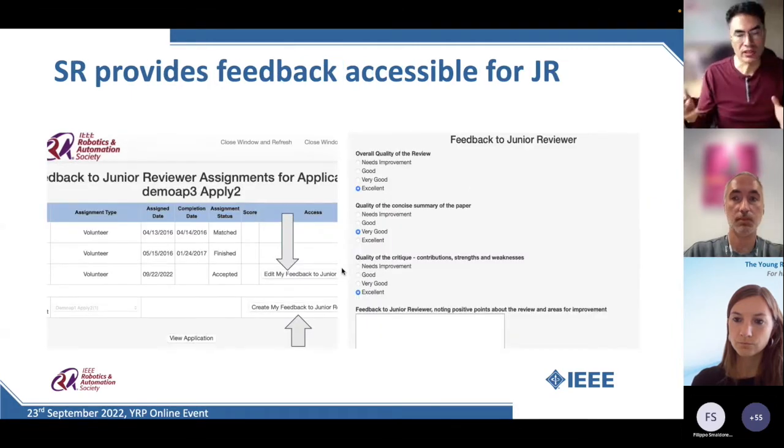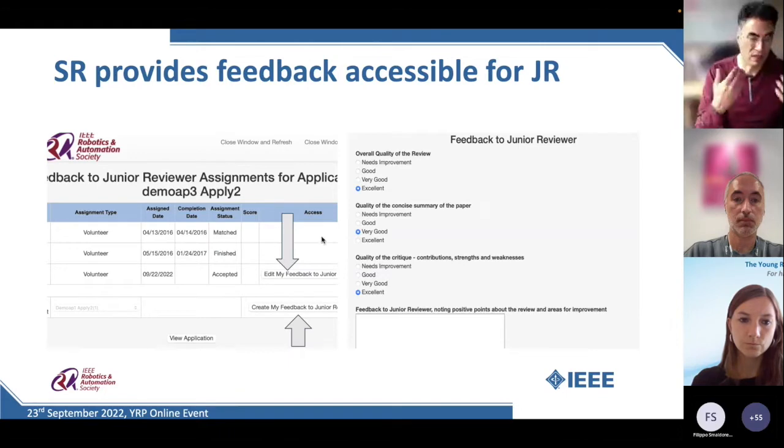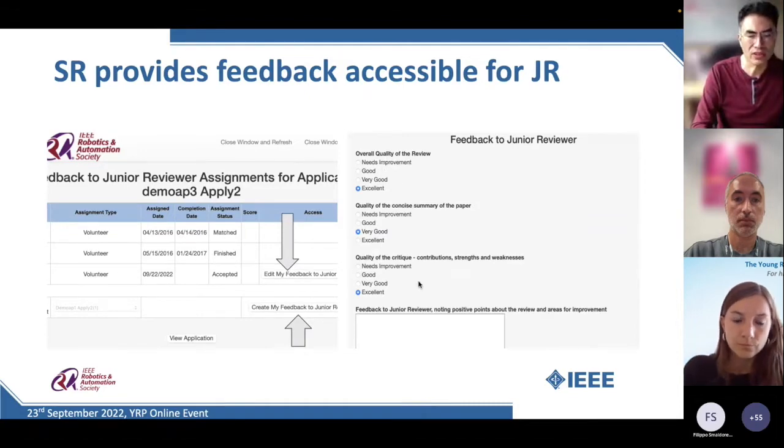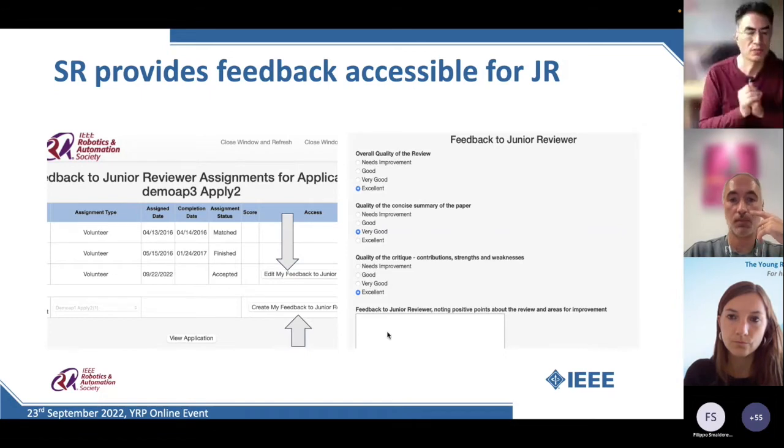Then after the junior reviewer and the senior reviewer work together to put together a review, the senior reviewer can provide feedback that the junior reviewer can see. They need to create their feedback and edit it. And when they edit the feedback, they will get this screen where they can provide some ratings and some feedback comments.